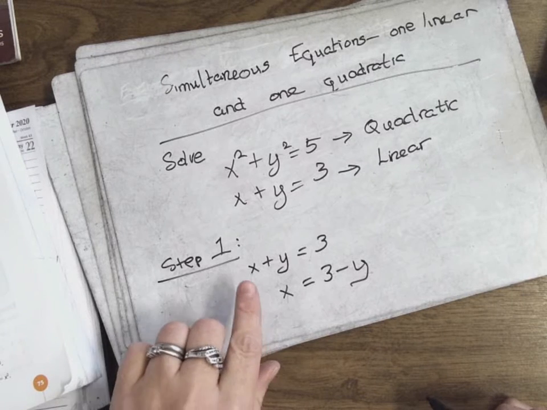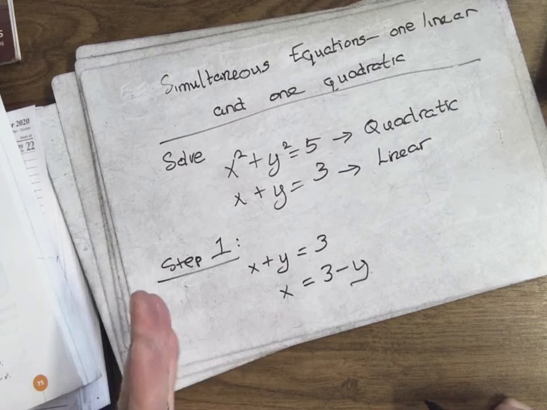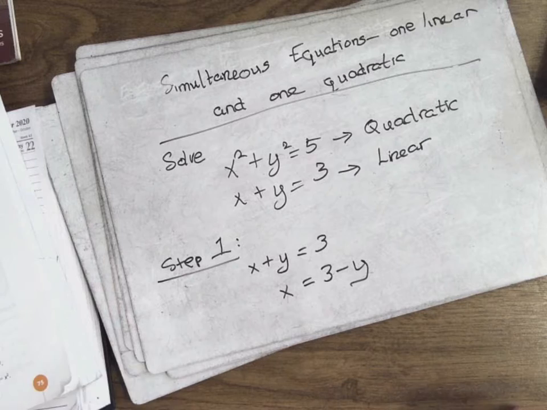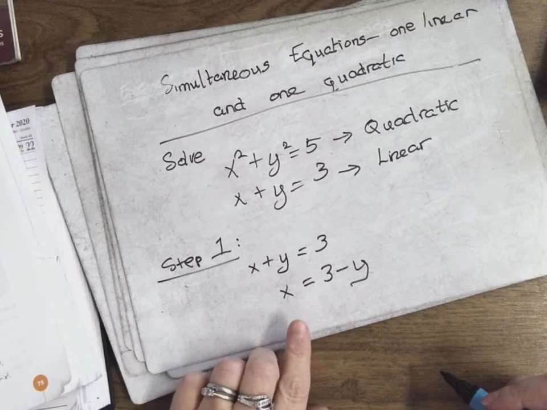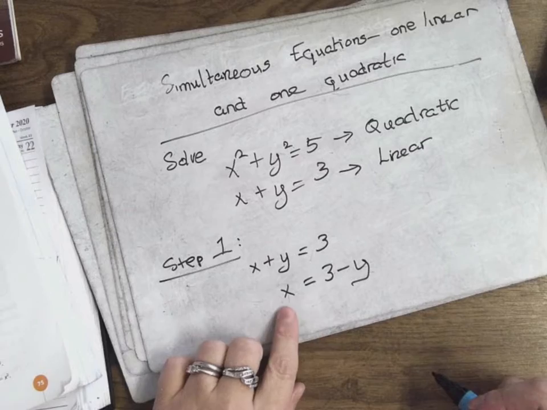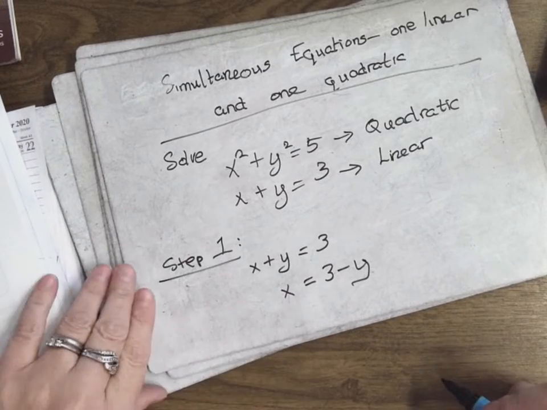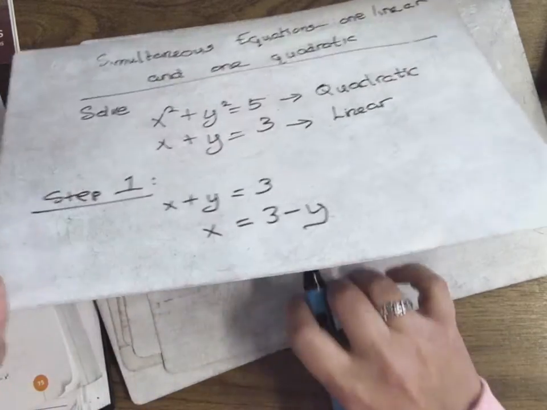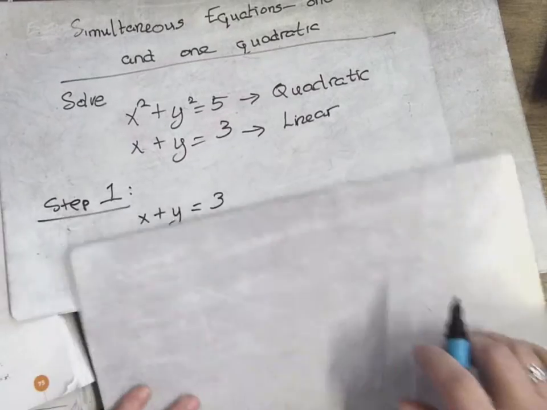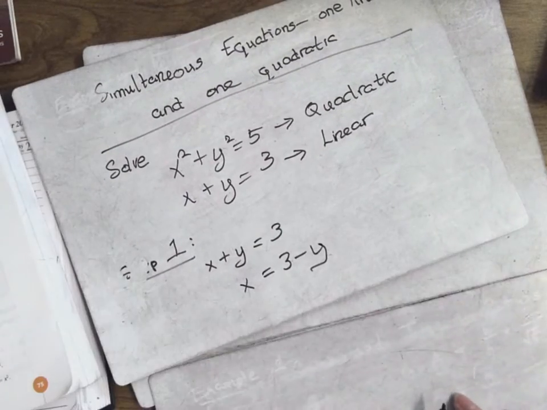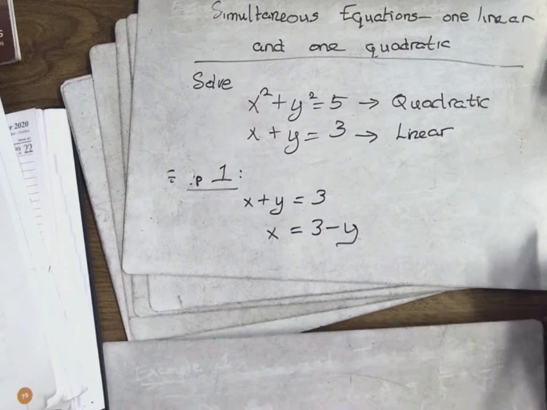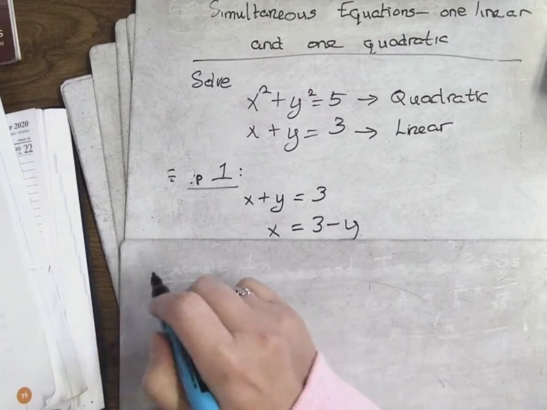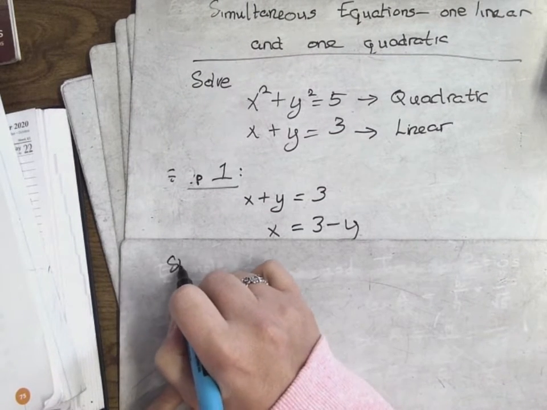Okay? So you take the linear equation, you rearrange it so you've x equal to everything else or y equal to everything else, your choice. I just rearranged it: I left the x here and I moved the y over. Are we okay? Right. Step 2 is I now start with the quadratic equation.